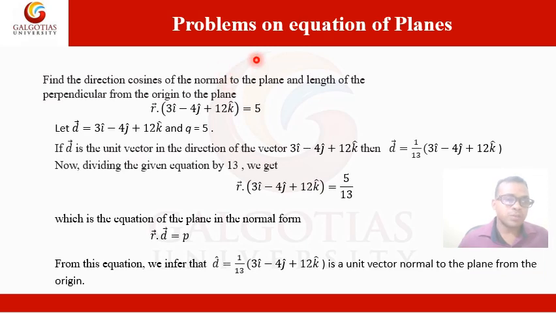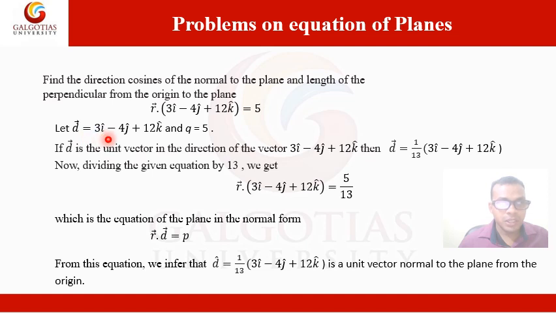Let us discuss some problems on the equation of plane. So my problem is, find the direction cosine of normal to the plane and the length perpendicular from the origin to the plane. So in such case, plane is given to you. What is the plane here? r dot some vector is given to you, which is 3i cap minus 4j cap plus 13k cap, which is equal to 5. So in such case, what does your d vector mean?